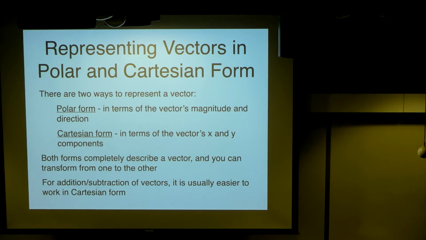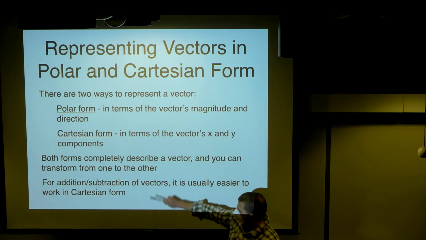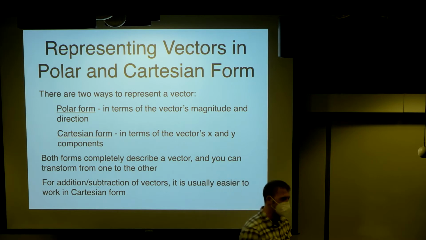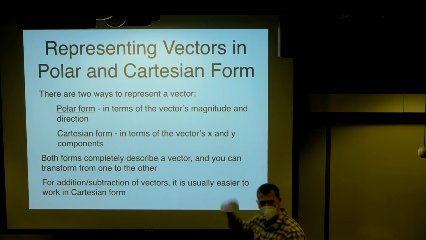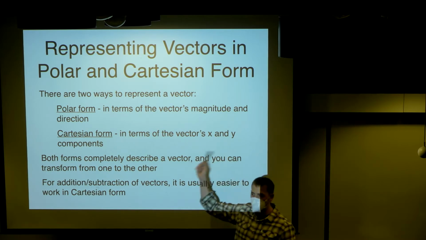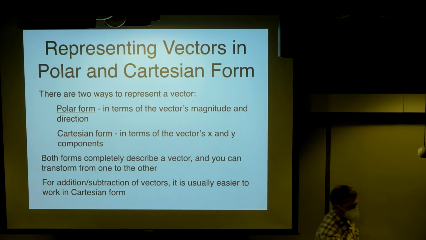So what are these two different ways to represent a vector? Let's start with polar form. When we give a vector in polar form, we're giving the magnitude of the vector, so its length, and we're given its direction. That's basically it. We have those two pieces of information. Cartesian form is slightly different. We describe the vector in terms of x and y components. If you don't know what I mean by x and y components yet, don't worry, we're going to define that later.